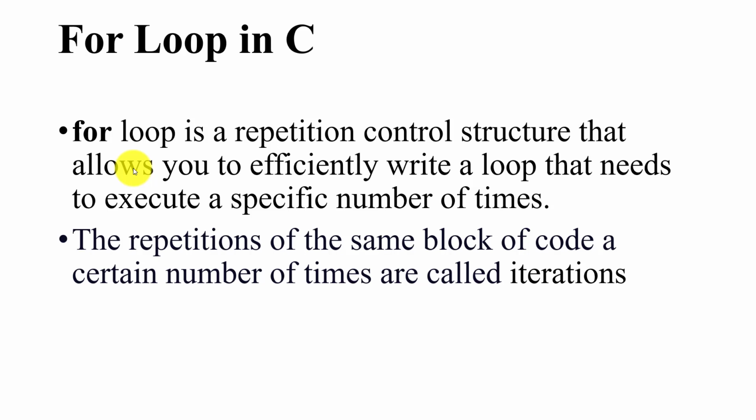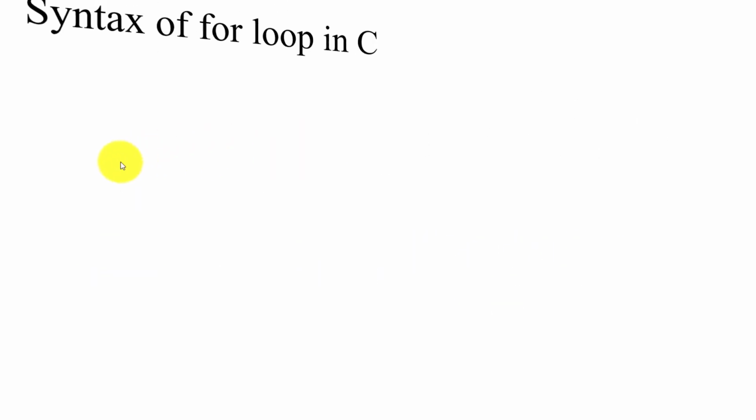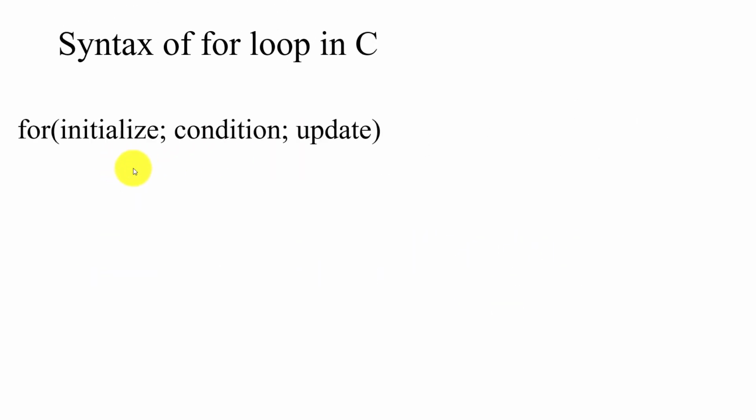Now let's understand the syntax of the for loop. for is a keyword, and inside the for we have to give round brackets. The for loop is divided into three parts: the first is the expression, which is the initialization, the second part is the condition, and the third part is the update.